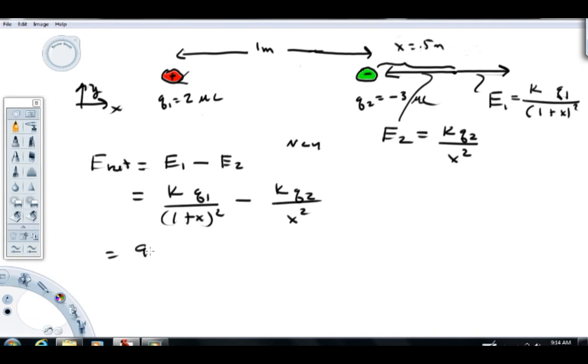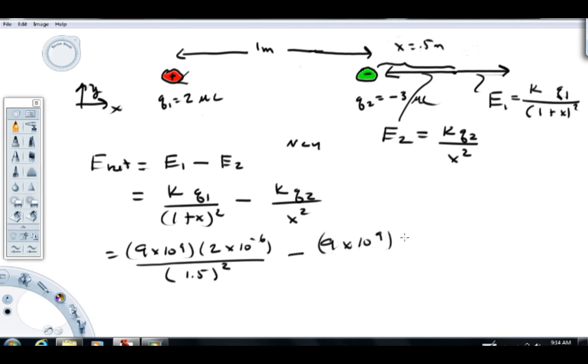All right, the Coulomb constant is 9 times 10 to the 9th times charge 1, which is 2 times 10 to the minus 6 coulombs, over 1 plus x, which would be 1.5 meters, right? That's being squared, minus 9 times 10 to the 9th times Q2, which is 3 times 10 to the minus 6 coulombs. I'm going to come back and talk about that sign, why that's positive here, in just a moment, divided by the distance, which is 0.5 meters squared.